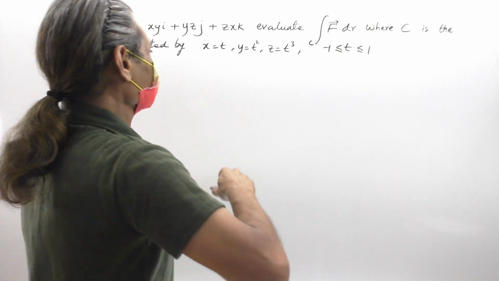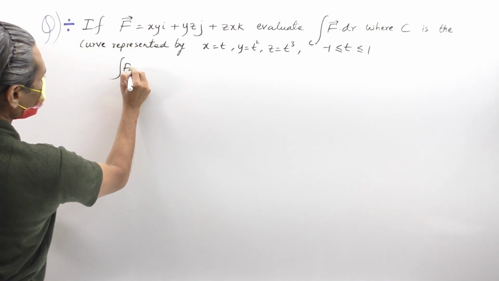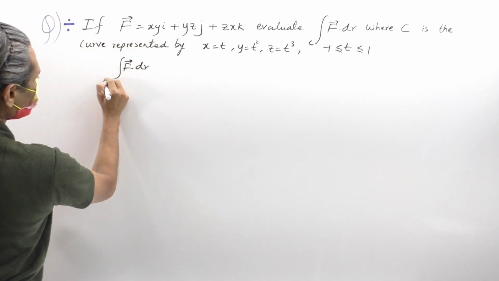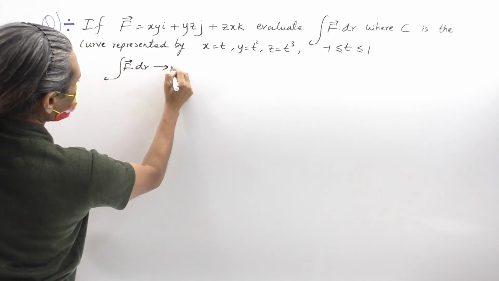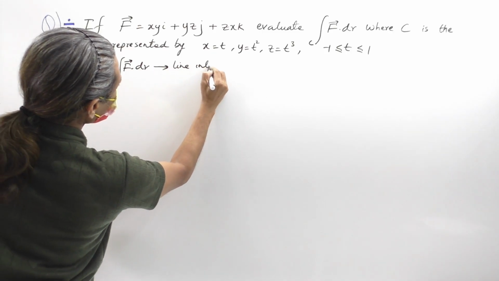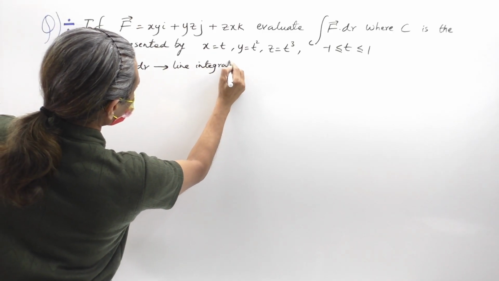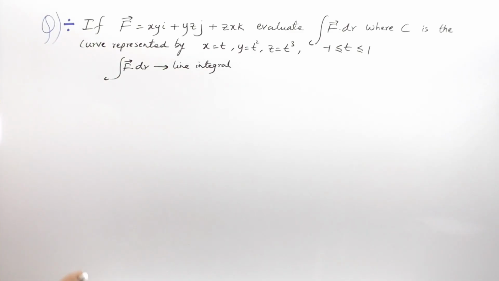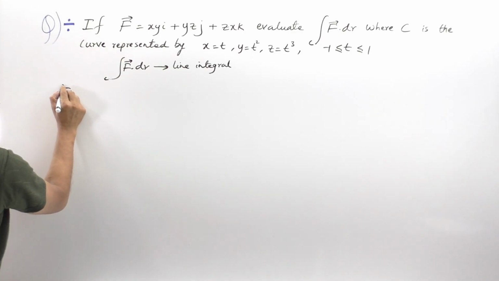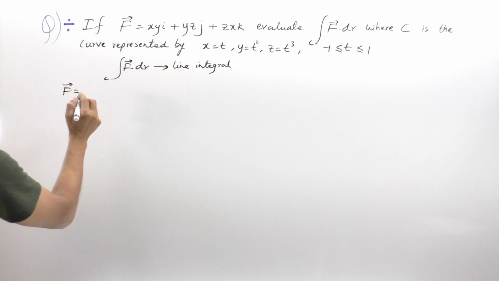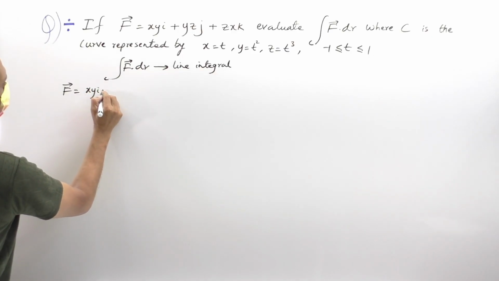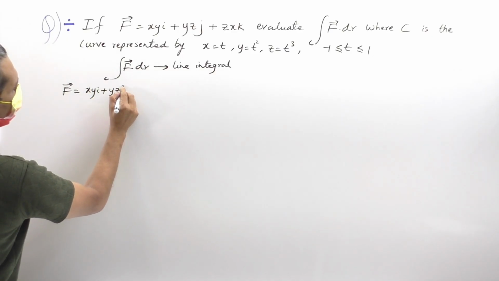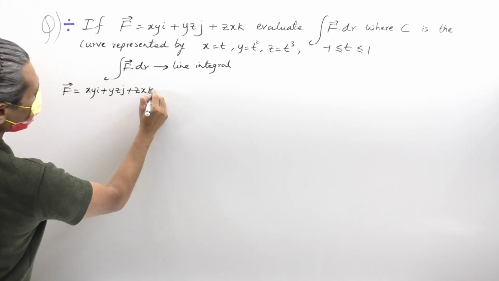Line integrals. See this integration of f into dr for this curve C represents what? Line integral. Okay, fine. Now they are given here f is equal to what? I write step by step, so please follow me carefully. xy into i plus yz into j plus zx into k.